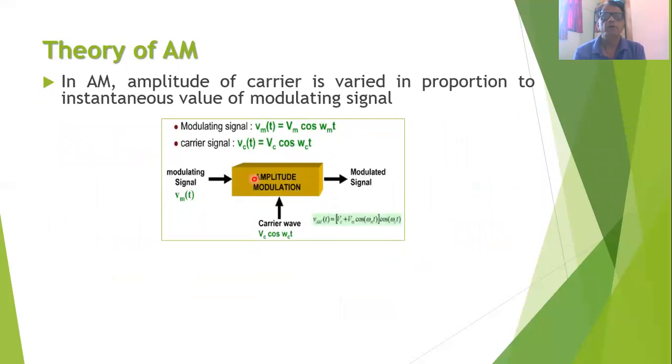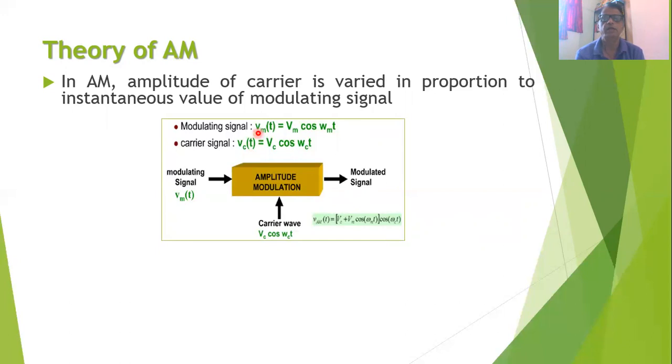Now in amplitude modulation, to the circuitry of the amplitude modulator, we apply two signals. The first signal is the modulating signal, and we use the symbol small v_m(t). The second signal that we apply is the carrier signal, and for this carrier signal, we use the symbol small v_c(t). So V stands for voltage, C stands for carrier, and t stands for the voltage of the carrier at any time t.